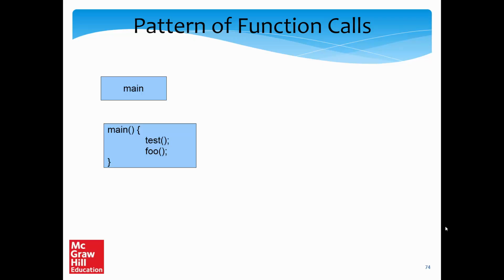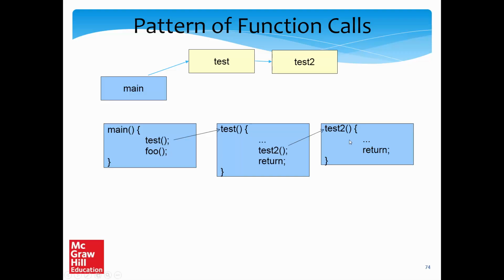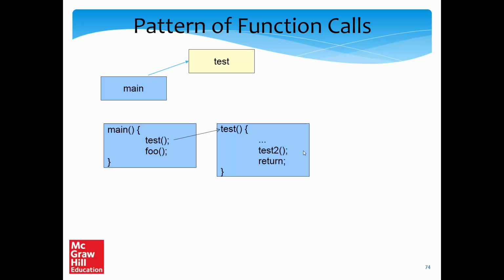So let's consider a main function which calls two other functions, test and foo. So let main call test, so the activation block of test will be created. And let test call test2, so the activation block of test2 will be created. Once test2 is done, it will return. So the activation block of test2 is not required anymore, so it can be destroyed. And once test is done, test will return, so the activation block of test is not required anymore, so it will be destroyed.